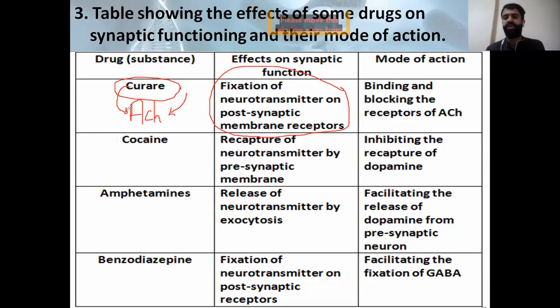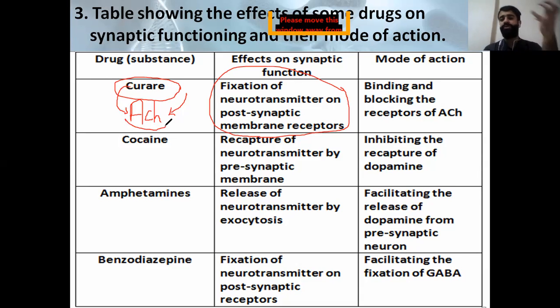It inhibits the transmission of the message and leads to relaxation. As we said, the Indians used curare on the tips of their arrows in order to paralyze and catch their prey. So curare acts as an inhibitory agent. It inhibits the function of acetylcholine, which is an excitatory neurotransmitter.